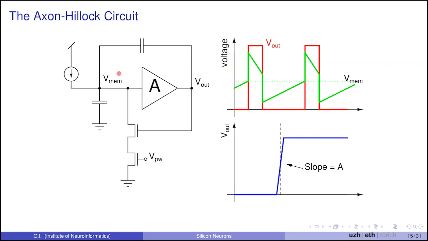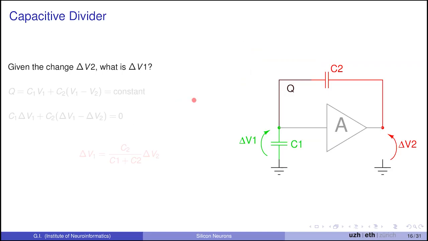And that's easy to do. You just need to realize that this is a capacitive divider and that you have some constant charge, you have conservation of charge. So you can just write down the equations and solve it really easily. But I'll do it for you. If you have a delta V2 on the output, which is going from 0 to VDD, you have to first assume charge is constant.